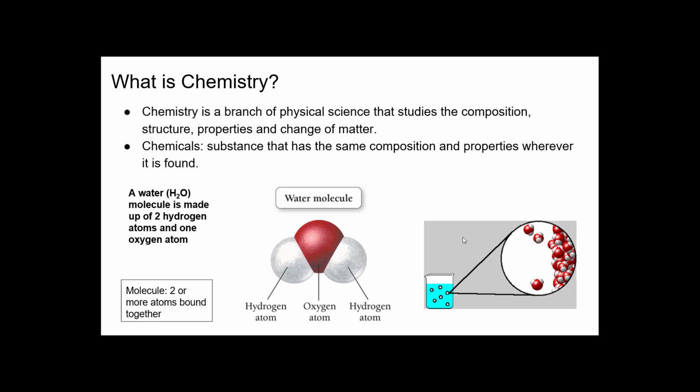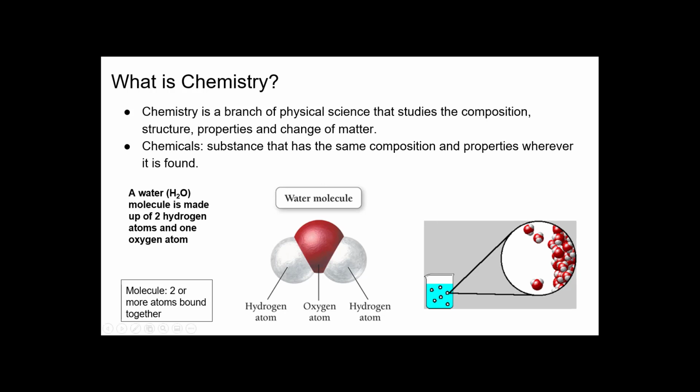So a chemical is a substance that has the same composition and properties wherever it is found. For example, water. Water is always made up of 2 hydrogen atoms and 1 oxygen atom, and this is H2O. No matter where it is found in the world, it is always in that same composition, and water has the same properties. If it has 2 hydrogen atoms and an oxygen atom, it is water, and it will have the same properties. So that's what this definition means: a substance that has the same composition and properties wherever it is found.